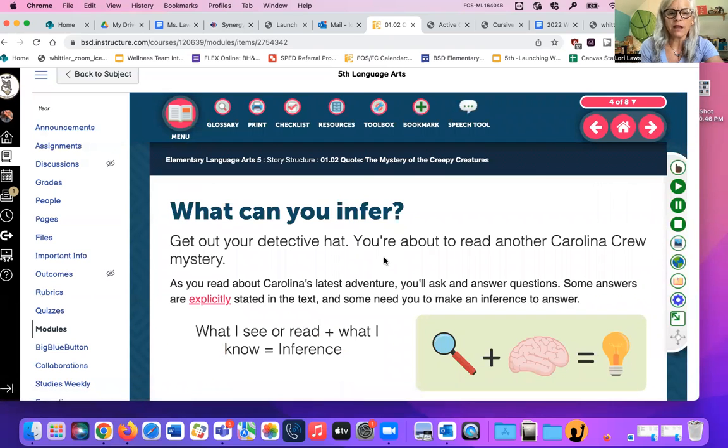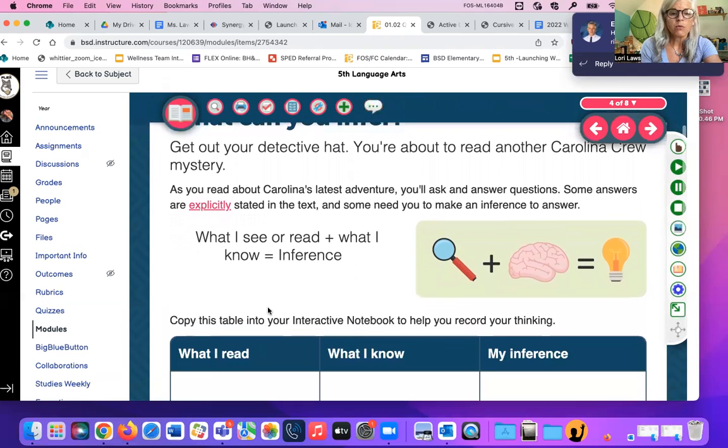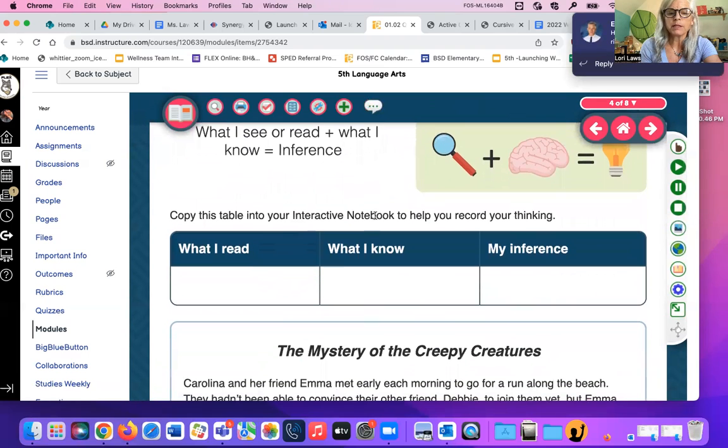What can you infer? Get out your detective hat. You're about to read another Carolina Crew mystery. The way these modules work, a lot of the stories are related, and you're going to read a lot about the same character. As you read about Carolina's latest adventure, you'll ask and answer questions. Some answers are explicitly stated in the text. That means it says exactly what the answer is. And some you need to make an inference or an educated guess to answer. What I see or read plus what I know equals an inference. Copy this table into your interactive notebook to help you record your thinking.